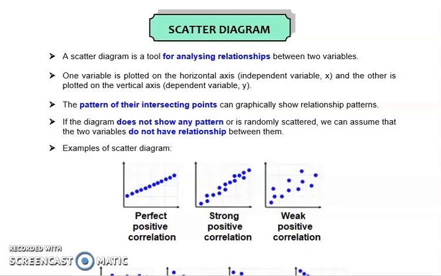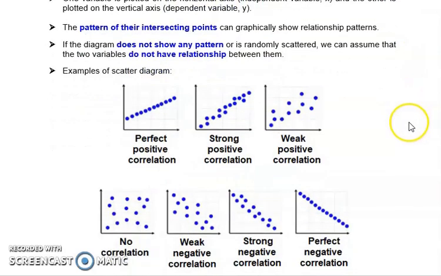Okay, if the scatter plot does not show any pattern or is randomly scattered, then we can conclude the two variables do not have a relationship. Here we have some examples. The first one, for example, like this. We can see that the direction is to the right. If the direction is to the right like this, it means that it has a positive correlation.